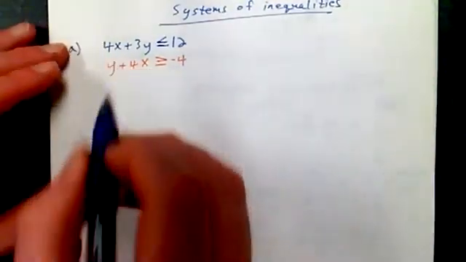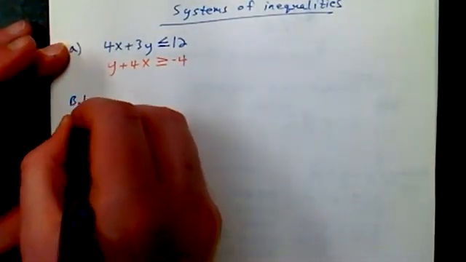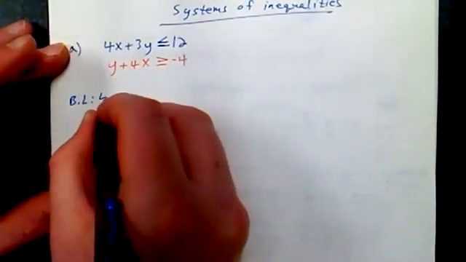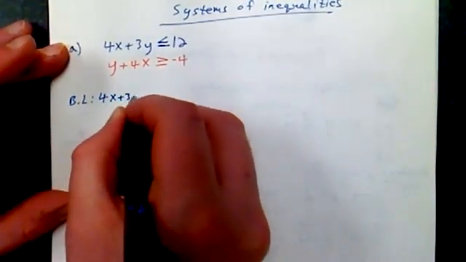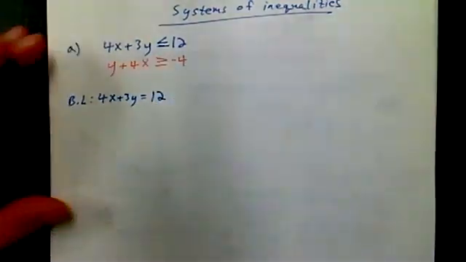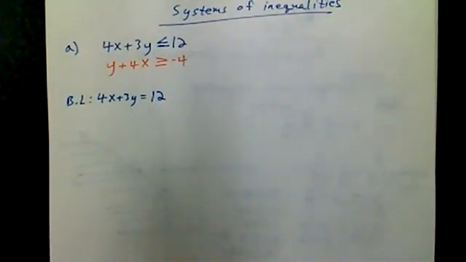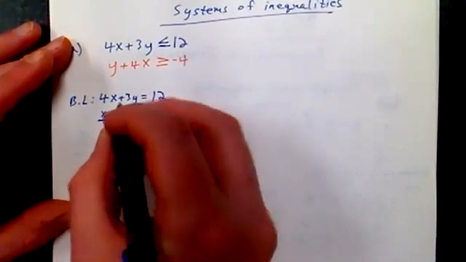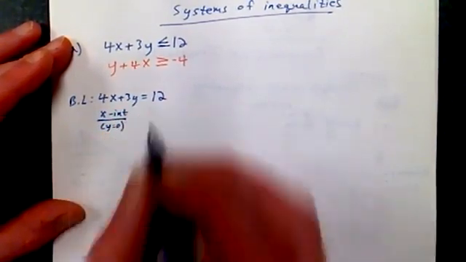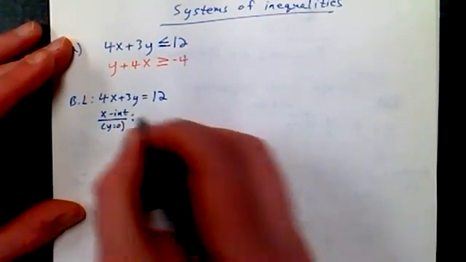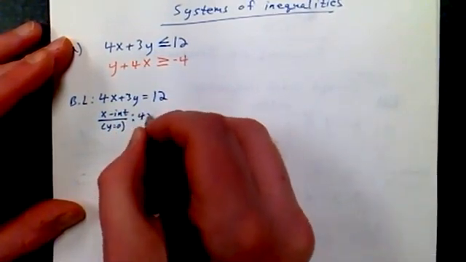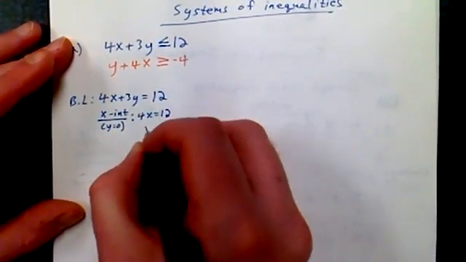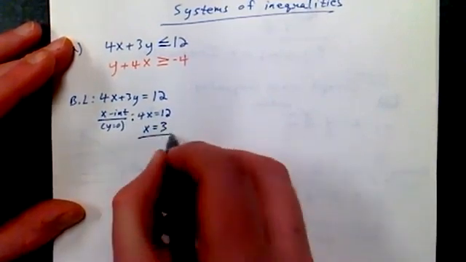So let's look at the blue one. I'm going to do the boundary line for the blue. That's 4x plus 3y equals 12. Let's look at an x-intercept. That's when y is equal to 0. So 4x is equal to 12, or x is equal to 3.